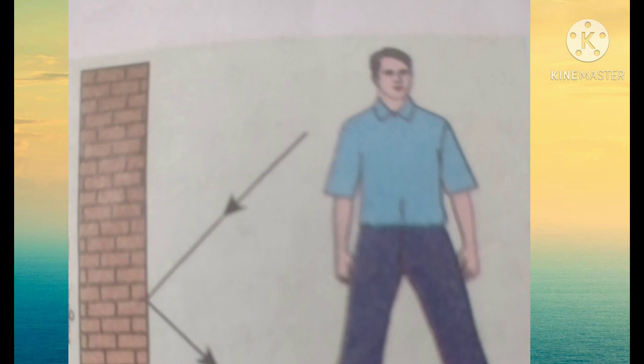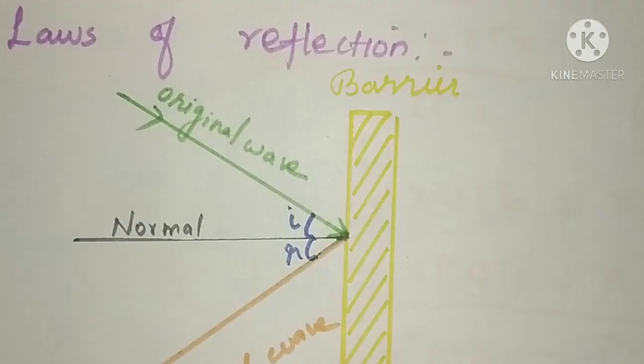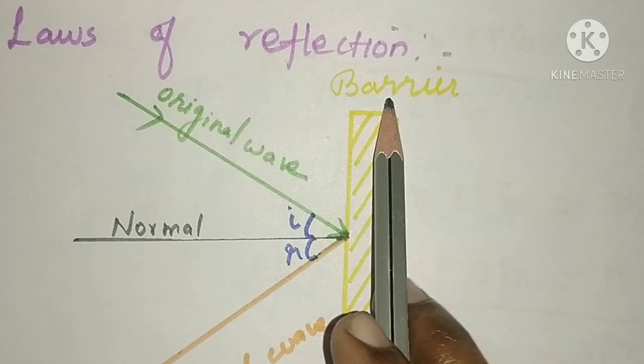See here, when a man is speaking, the sound wave will be traveling in the air medium, and there it will be what? Striking the wall. That is what medium? Solid medium. After that it will be reflected back in the same medium, that is the air medium. That is called what? Reflection of sound. Next we are going to learn the laws of reflection.